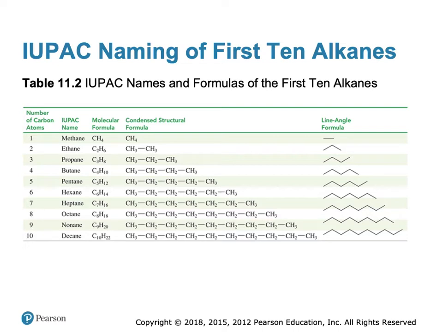Now there are 3 different ways in which these alkanes are represented. We have our molecular formula, where carbon comes first, and then we have hydrogen. Now, here I have n. So when you have an alkane, if you have n carbons, then you have 2n plus 2 hydrogens for an alkane. Again, this is a saturated hydrocarbon.